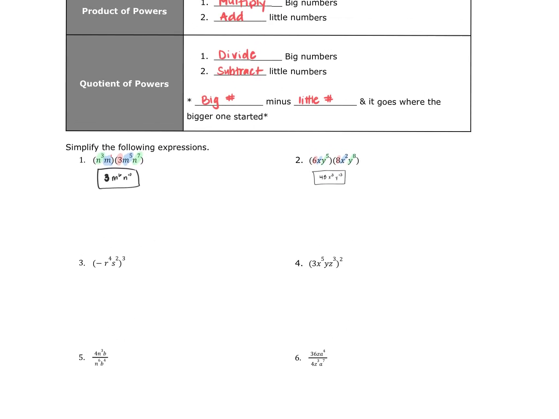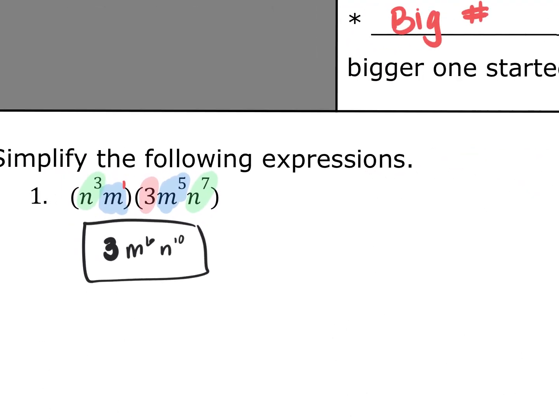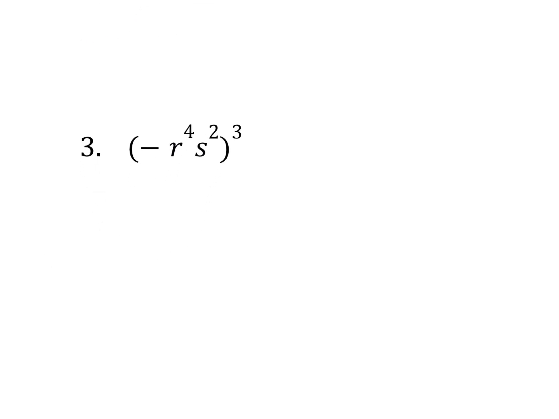Okay, when you look at number 1 and number 2, notice all your powers are inside the parentheses. When we look at number 3, we're going to look at this little 3 that's on the outside. Because that little 3 is on the outside, we're going to take what's on the inside and write it 3 times. So I have a negative r to the fourth, s to the second, and I'm going to write that 3 times. So negative r to the fourth, s to the second, and one more time. Negative r to the fourth, s to the second.